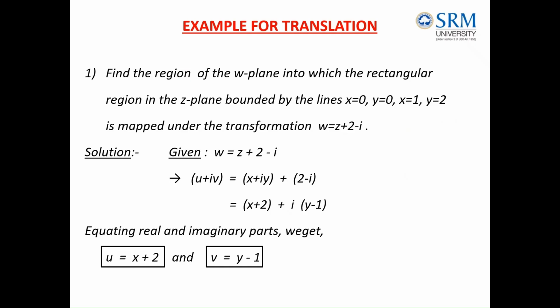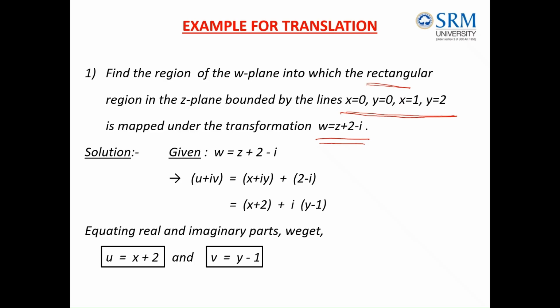Consider the first example. We need to find the region of the W plane into which the rectangular region in the Z plane bounded by x equal to 0, y equal to 0, x equal to 1 and y equal to 2 is mapped. This is the rectangular region. And we need to find the image of this under the transformation W equal to Z plus 2 minus i.